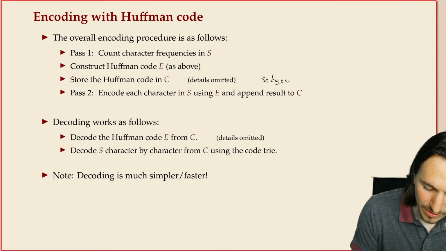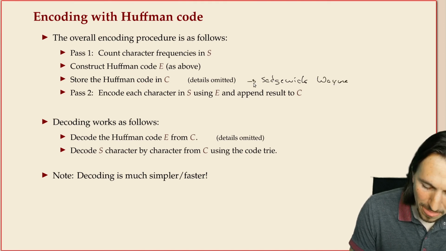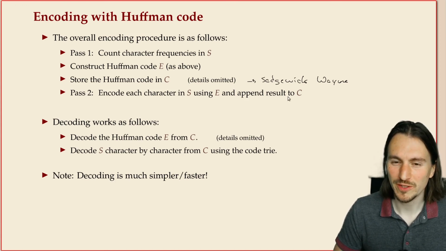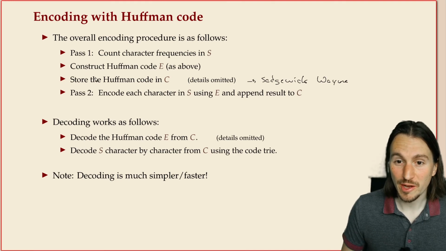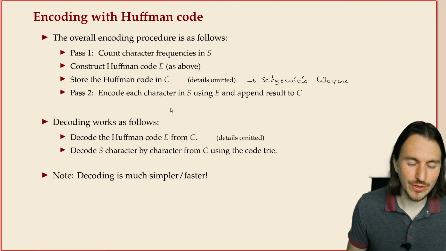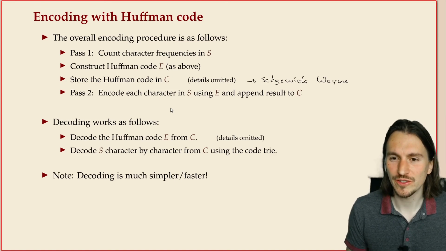They discuss one option, a simple one. There's other options that are a little more space efficient potentially. So you have to store the code itself, and then in the second pass only, you use the code to encode all the characters in the source text.